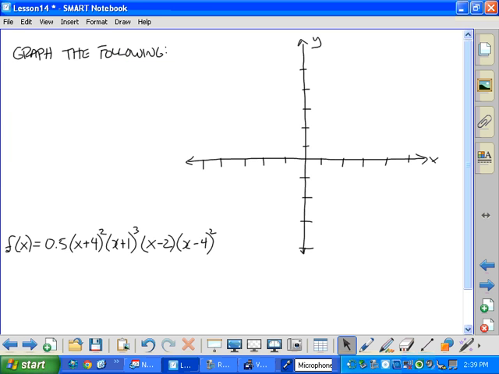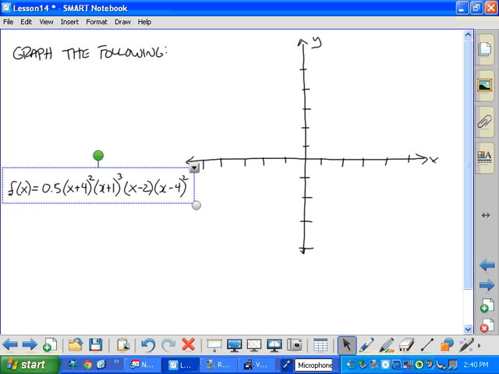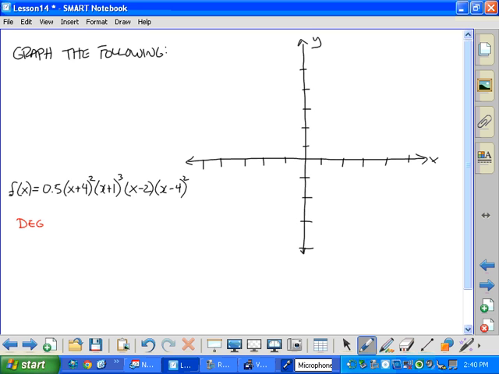All right, I'm going to move this down and shrink it a little bit. So what is the degree of this function? The degree is the sum of the exponents on each root. On the x plus 4 there's a 2, on the x plus 1 there's a 3, on the x minus 2 there's a 1, and on the x minus 4 there's a 2. So the degree of this function is 8. That means that it exits and enters in the same direction.